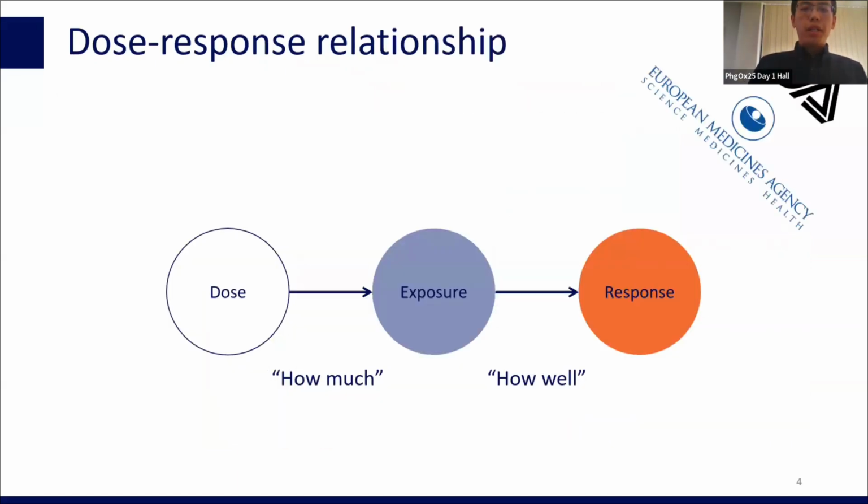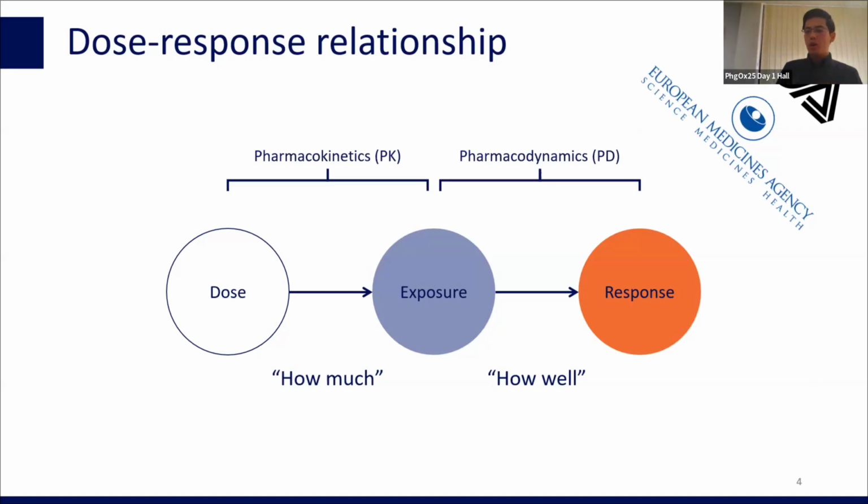All right, very quickly about the dose-response relationship. Both FDA and EMA require for traditional drugs that sponsors should define a clear dose-exposure-response relationship. And this typically concerns two matters, pharmacokinetics and pharmacodynamics, PK and PD. PK basically concerns how much drug is exposed in a system, and pharmacodynamics, PD, tells us how well the drug works.